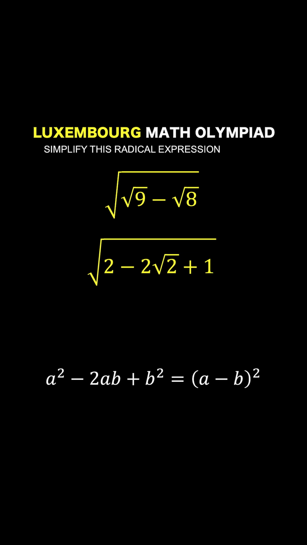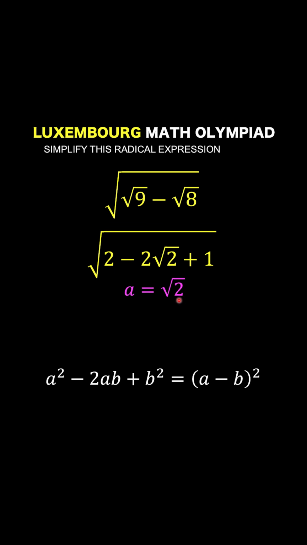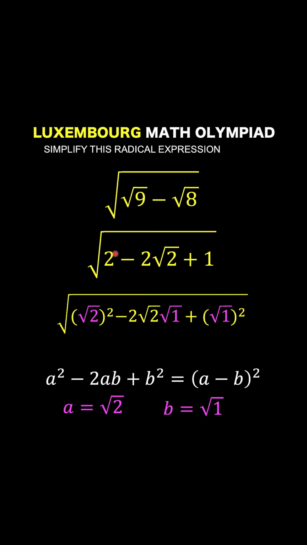So we are going to let a be equal to square root of 2 and b be equal to the square root of 1 so that we now have this form. This 2 can be written as the square of square root of 2. This 1 can be written as the square of the square root of 1. And since the square root of 1 is just 1, even if I multiply the middle term by the square root of 1, still the value is unchanged.